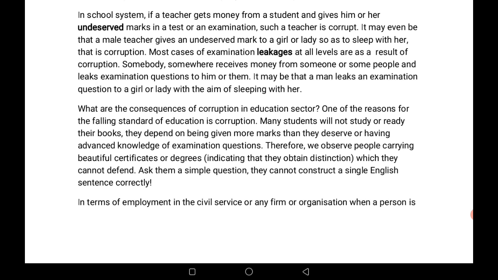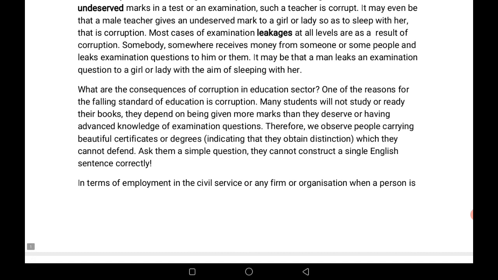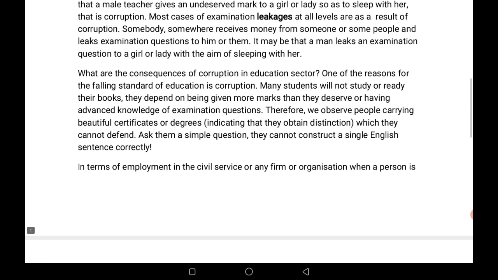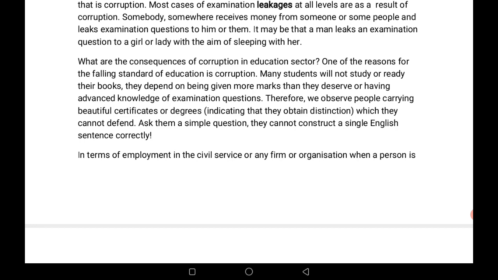Most cases of examination leakages at all levels are as a result of corruption. Somebody, somewhere, receives money from someone or some people and leaks examination questions to him or them. It may be that a man leaks an examination question to a girl or lady with the aim of sleeping with her. What are the consequences of corruption in the education sector?